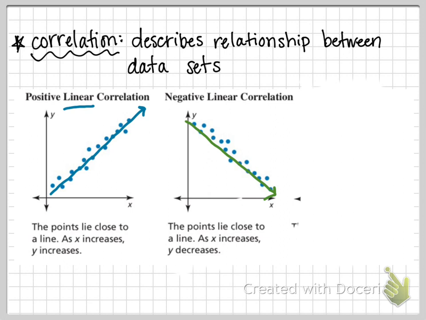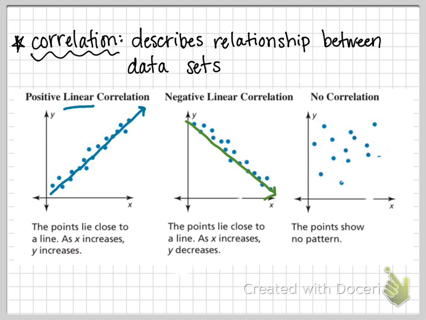Okay, and then the last situation we can have is no correlation at all. And that's when there's really no pattern in the data set. So like the points are just all over the place and they don't really show any kind of consistent pattern at all. So then we say there's no correlation. It actually looks like it's negative. No, because there's also stuff going all over the place.